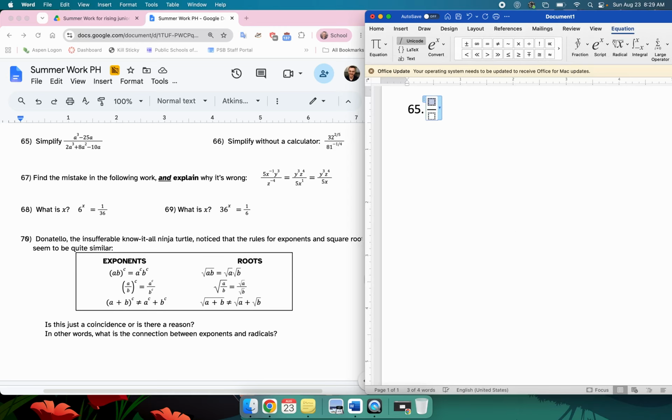We are simplifying a cubed minus 25a over 2a cubed plus 8a squared minus 10a. I would start by pulling out common factors from the top and the bottom. I think we just overall want to factor as much as we can in the top and the bottom, and then probably there will be common factors which cancel, is my guess.